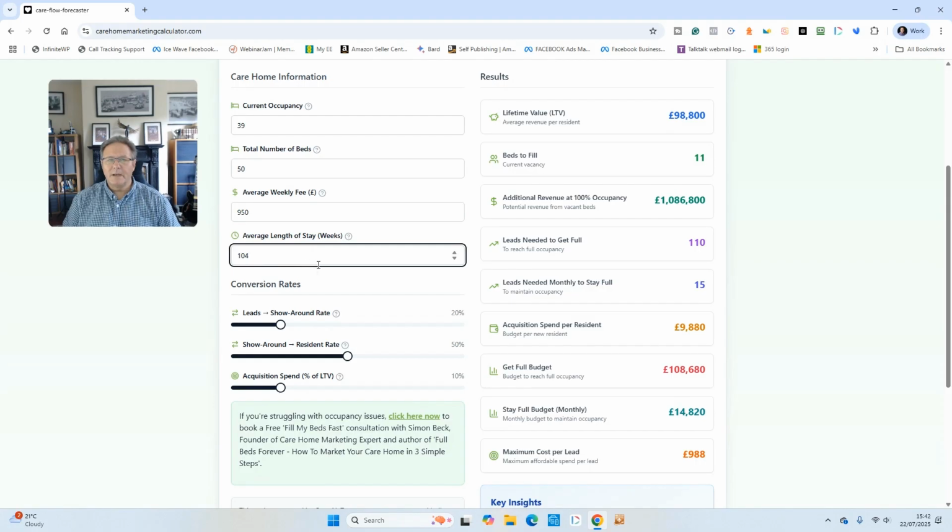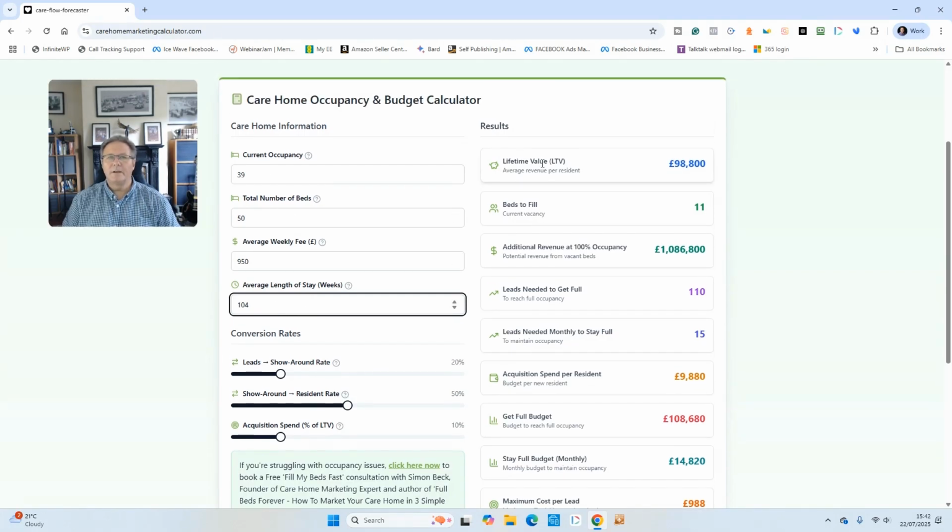But you can see at 2 years, based on these figures, the lifetime value of a resident in your care home would be £98,800. The reason that the length of stay is important is that if they only stayed for 1 year, then that lifetime value would be cut in half. So instead of 2 years, we're down to 1 year, so the lifetime value would be half of what it is.